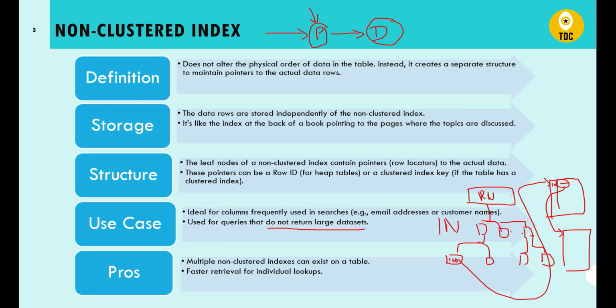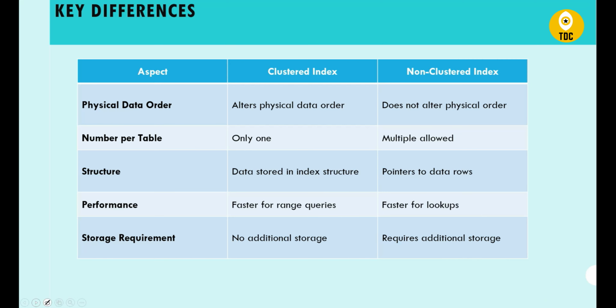But if you are going for small data set retrieval, like where employee ID or employee name or email ID, then non-cluster index will be faster than the cluster index. So let's summarize the key differences, right? We will consider a few aspects here. The first aspect is physical data order. In case of cluster index, as we saw, it alters the physical data order. Physically, it is touching the data whenever you do updates, inserts, or deletes.